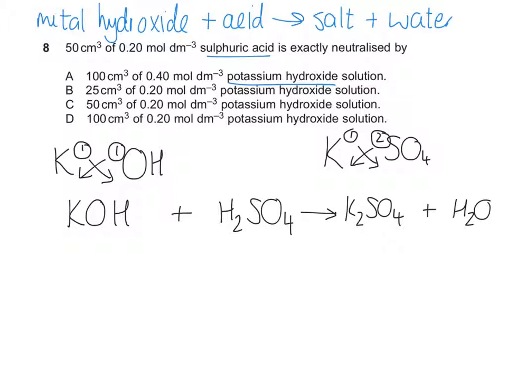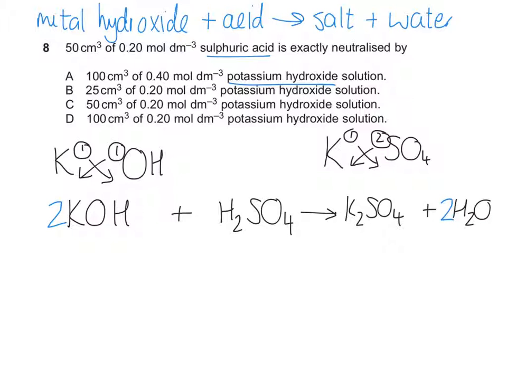Okay, so the problem with our equation here is that it's not balanced. You can see I have 2 potassiums on the right hand side, for example. So I need to put a 2 in front of my potassium hydroxide, and now that's balanced in terms of my potassiums, but then I need to put a 2 in front of my water to balance my hydrogens and my oxygens. Okay, so in order to work this out, we need to do a moles calculation.